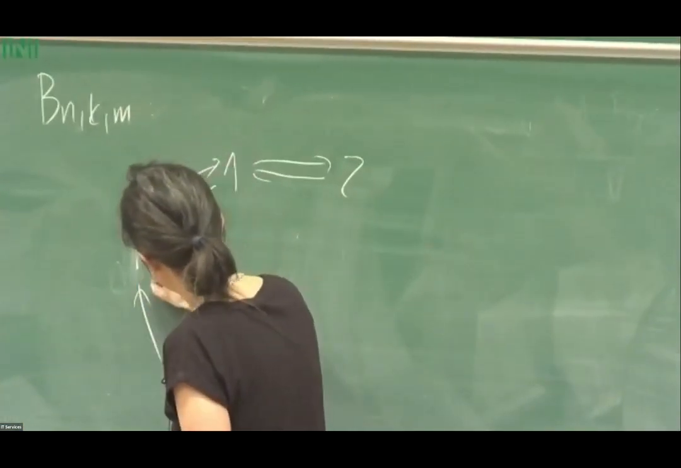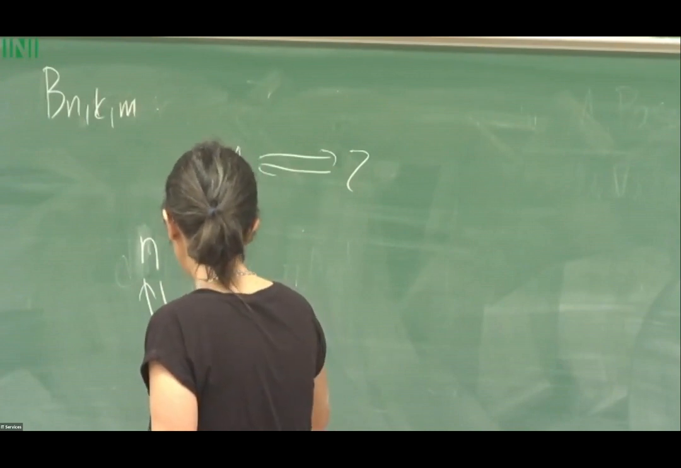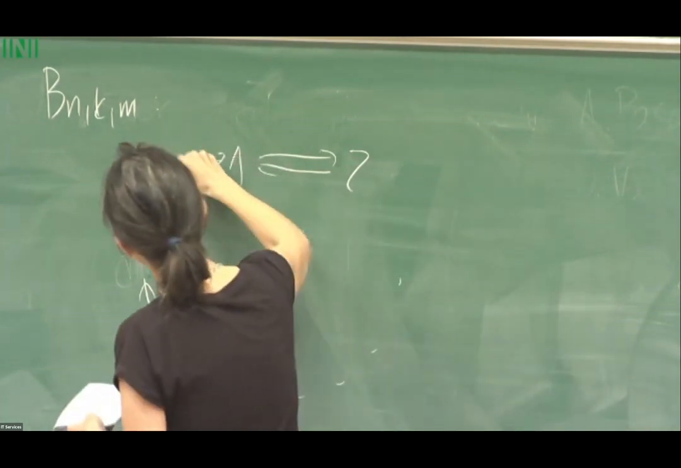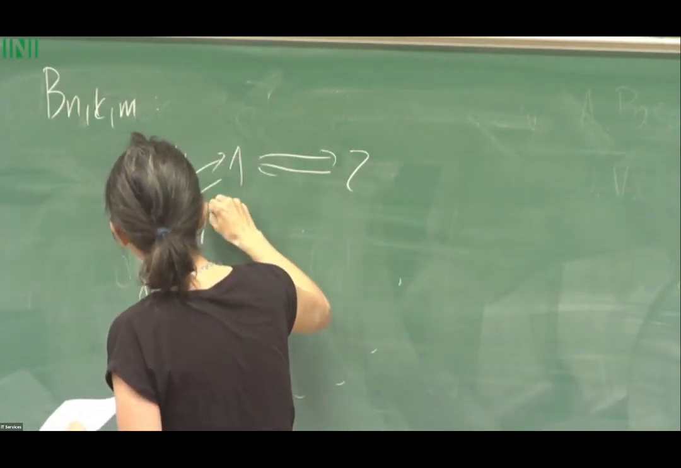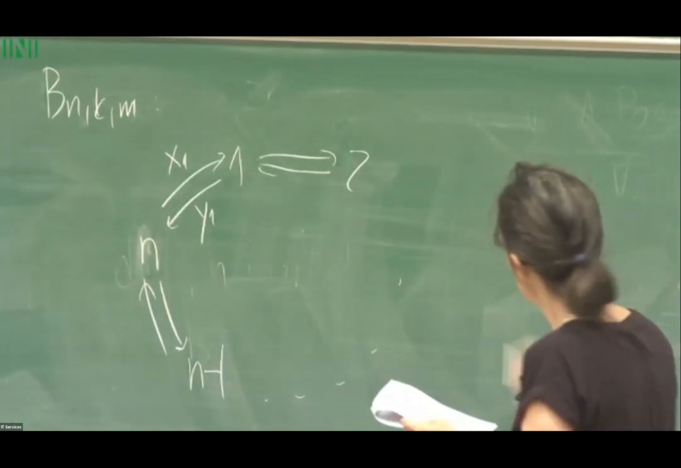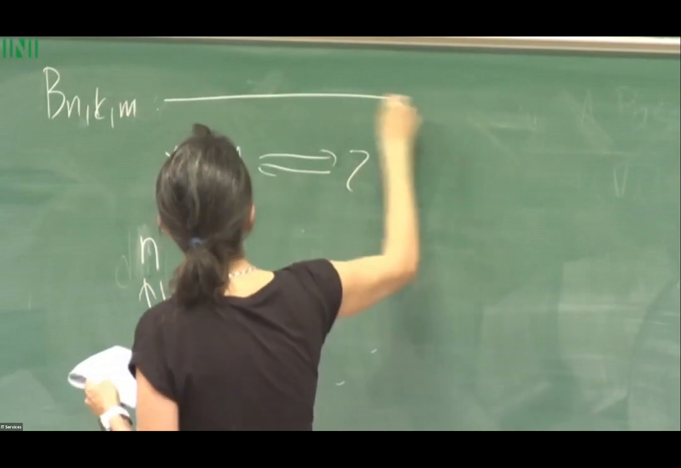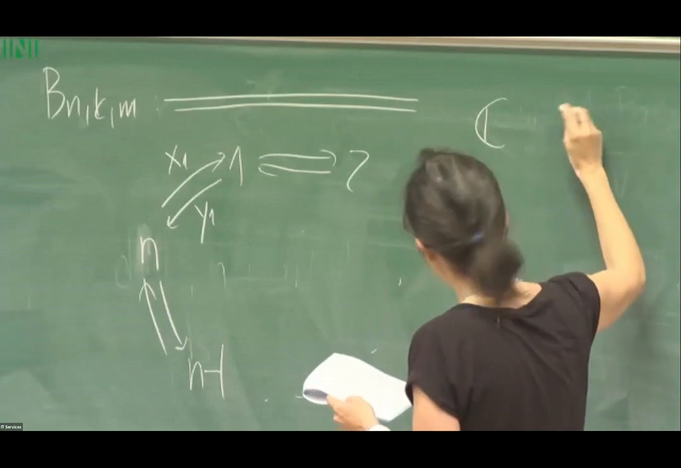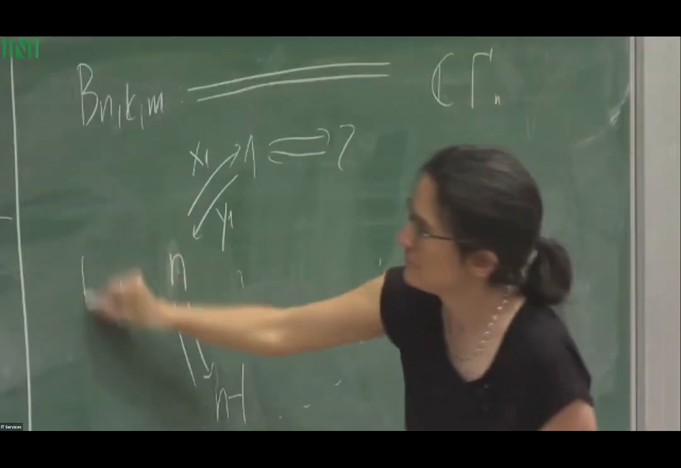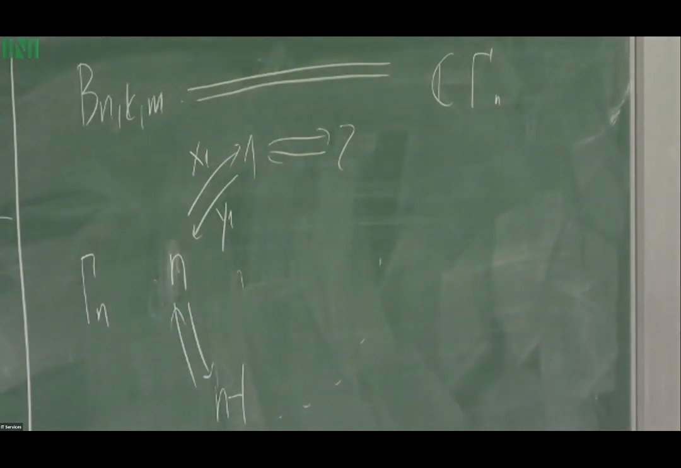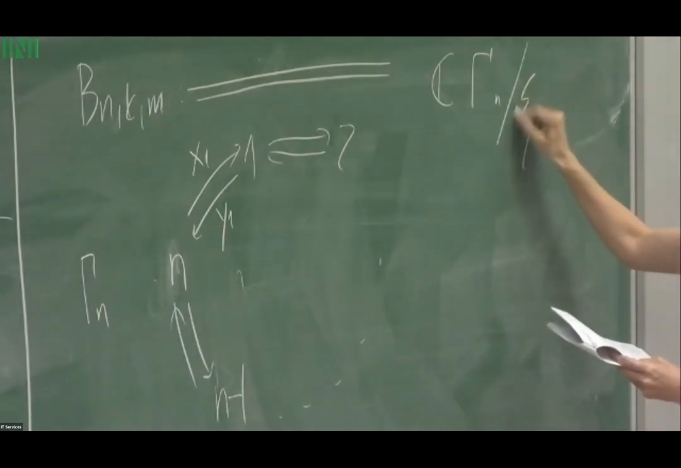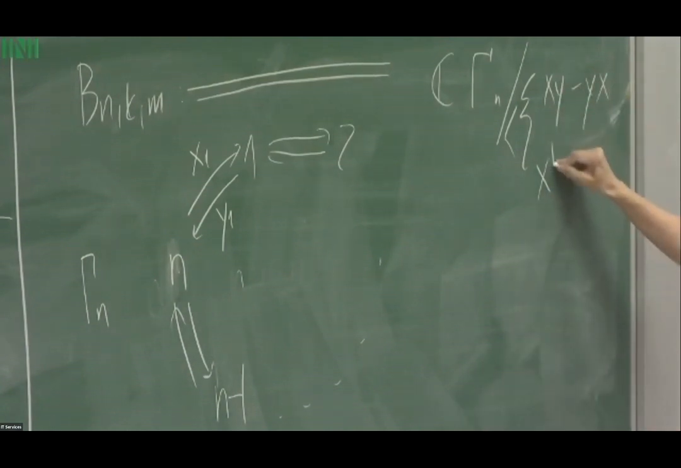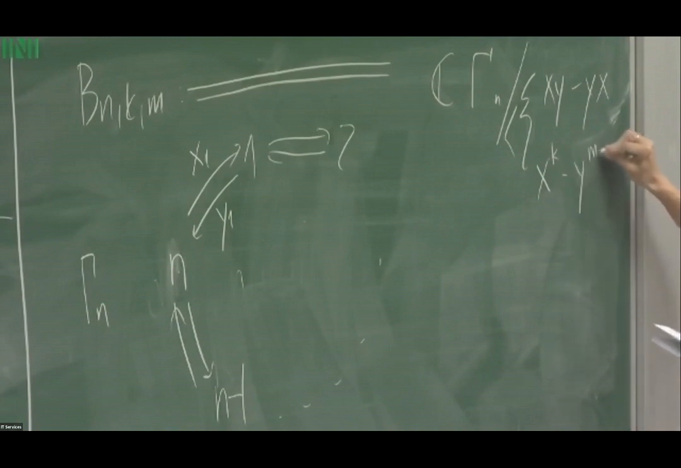So we take this double cycle, or this cycle with quiver arrows in both directions. As we've seen a few times, arrows x_i, y_i, and then B_{K,M} is defined as the completed path algebra of that quiver, comma N, by the relations xy minus yx, and x^K minus y^{M-K}.